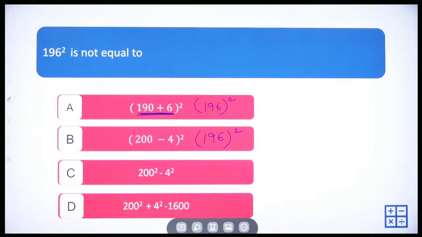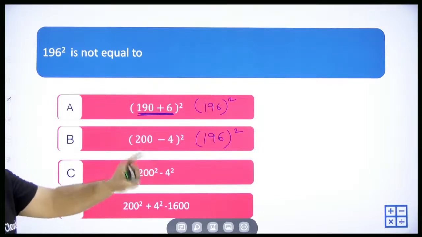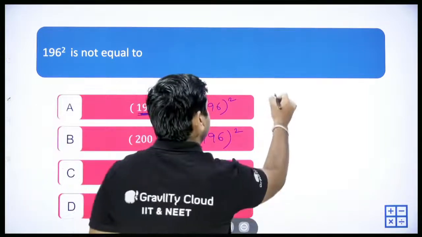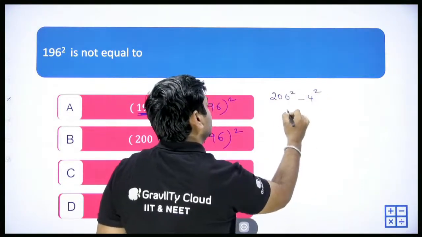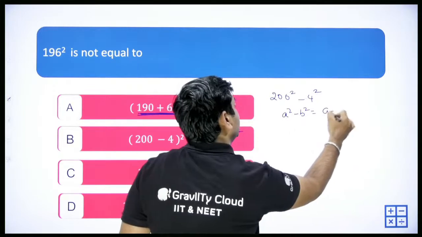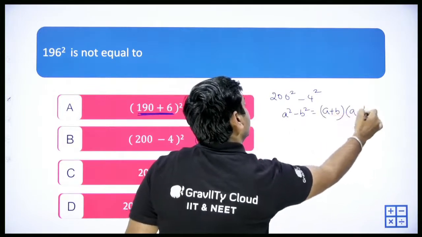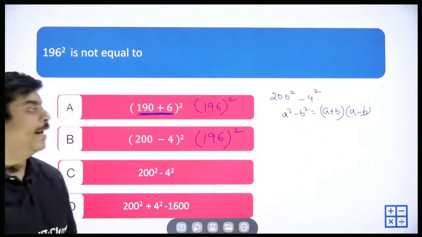Next one, 200 square minus 4 square. It's like a square minus b square, which is equal to a plus b into a minus b.